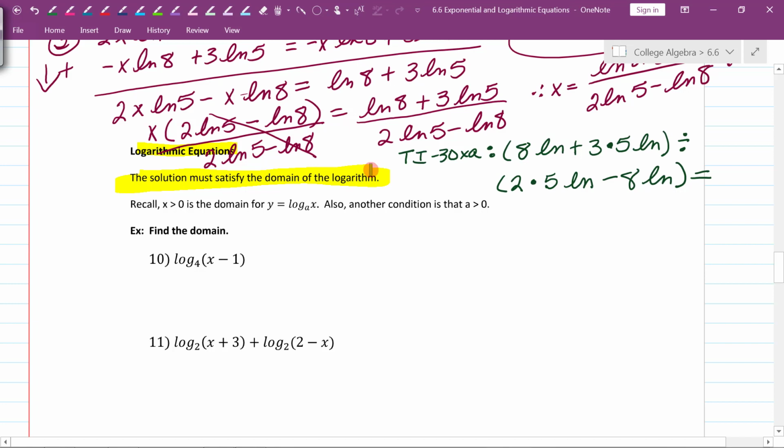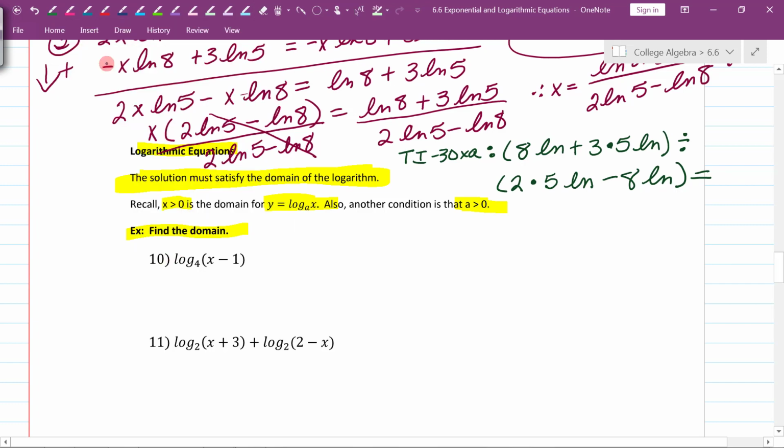On your exam, you must analyze your answers compared to the domain to make sure that the solutions are actually in your domain. It's very common for you to get an extraneous solution, which means an extra solution that's not in your domain, therefore it's not a real solution. Recall that x has to be greater than 0 is the domain for our log. Another condition is that a has to be positive. So we're going to have to look at both of those situations. So it says find the domain for part 10.